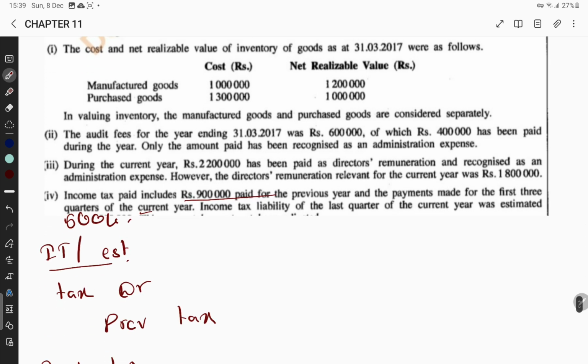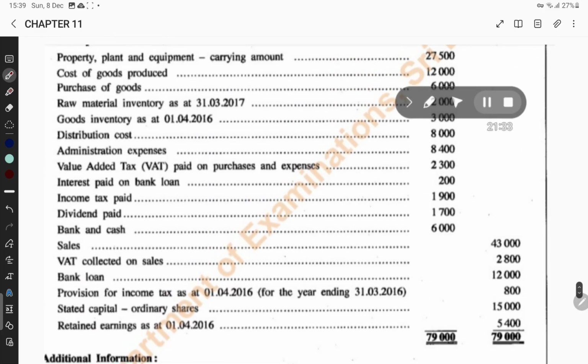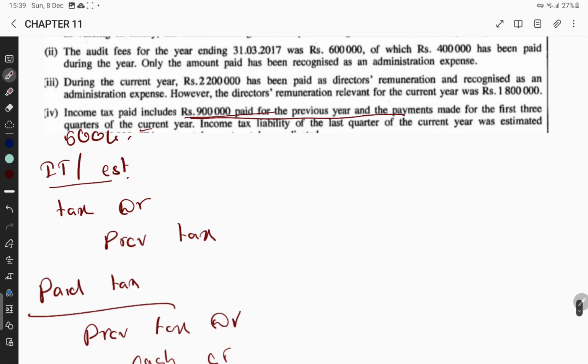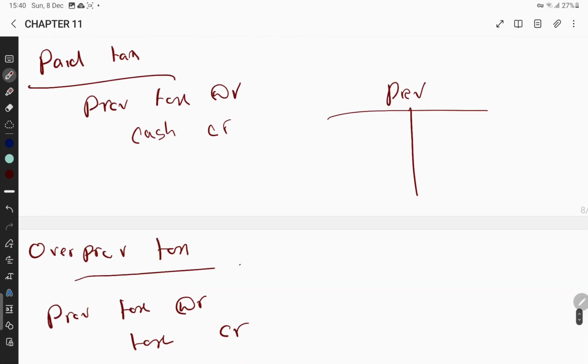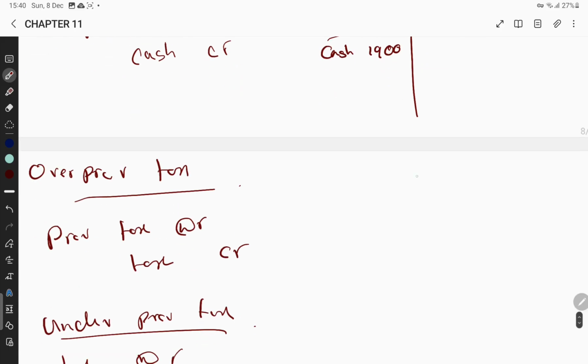Income tax paid includes 900,000 paid for the previous year and the payments made for the first 3 quarters of the current year. So if you take a look at your income tax paid, we have paid 1,900,000. When you pay, cash account credit, provision for tax account gets debited. Now out of this 1,900,000, 900,000 was for last year, which means for the first 3 quarters we have paid 1 million.